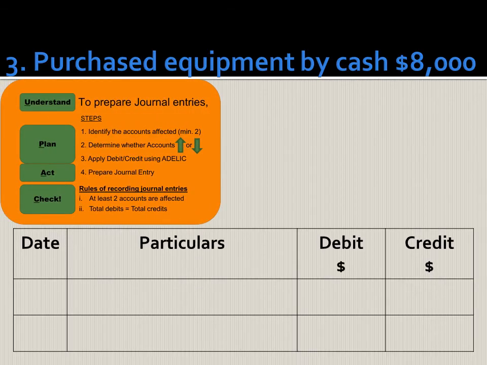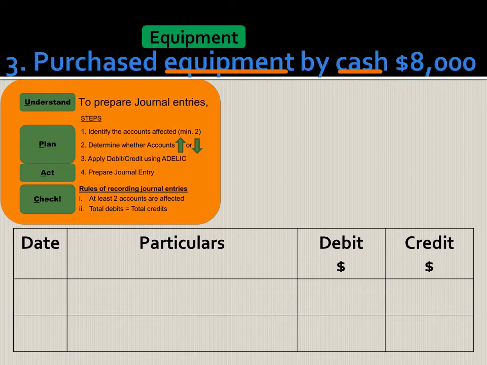Let's look at another example. Again, we will make use of the UPEC strategy to prepare journal entries. Step 1, identify the accounts affected. Step 2, we determine whether the accounts increase or decrease.